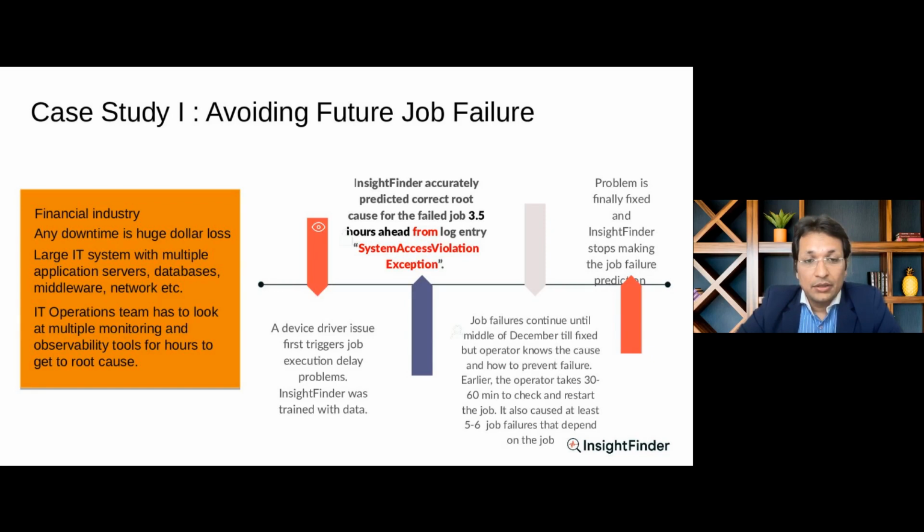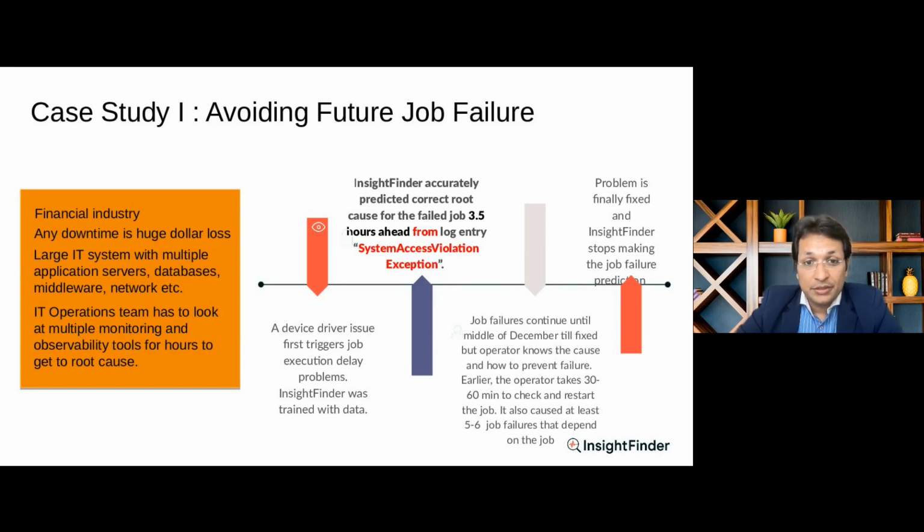This is just one example where one of my applications was having an issue with the device driver, and jobs used to fail every day. I used InsightFinder, provided it with the logs and the metrics from those servers where these jobs were running. InsightFinder accurately predicted the root cause of the problem, which was a system access violation exception, 3.5 hours before the next job fails.